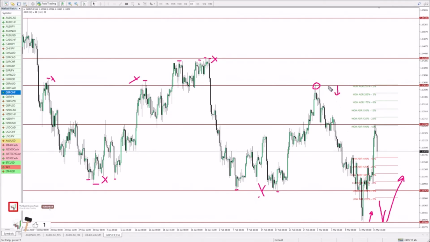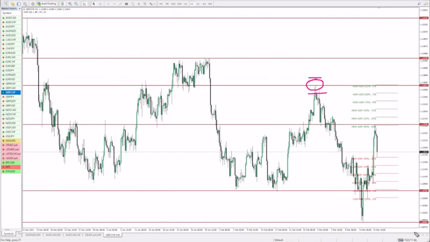It will usually get a reaction to the pip, but that could be a reaction that big, or it could basically not react at all. It could fly through it. Yeah, we don't know, so there's no point in using a line. So what I tend to do every time I draw a support and resistance area is expand it out into a zone.